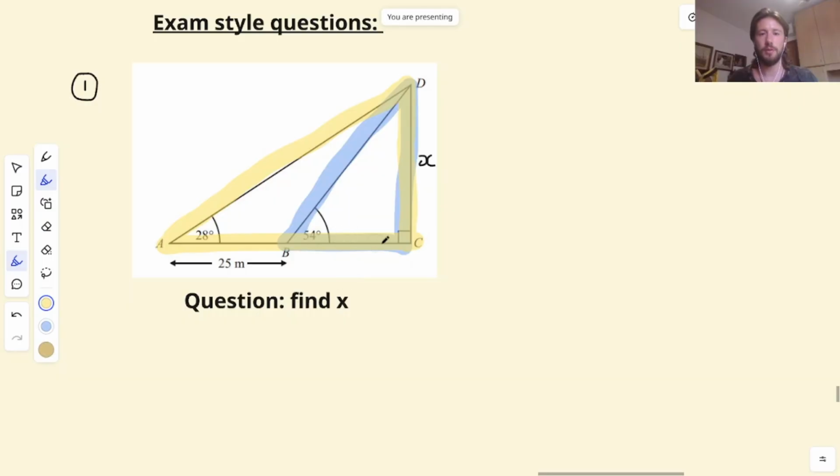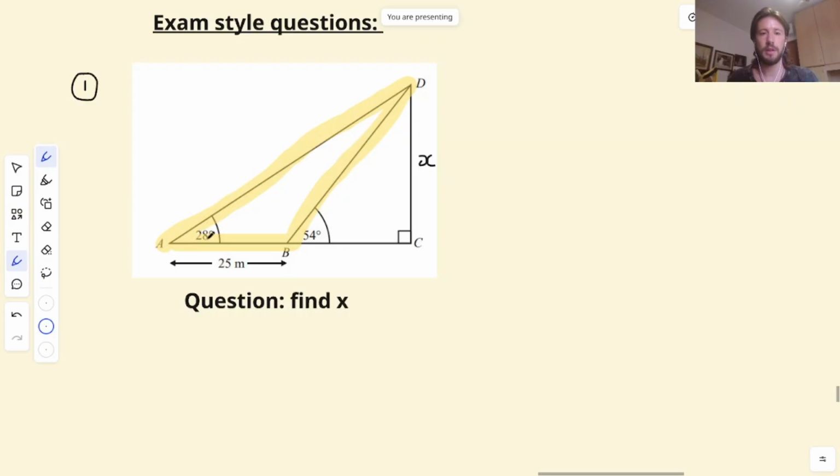In both of these triangles, they're right-angled and we have the other angle. That means that if we find any of these sides, say this one here, or this entire length there, then we can easily find x using SOHCAHTOA. I will use this triangle here.